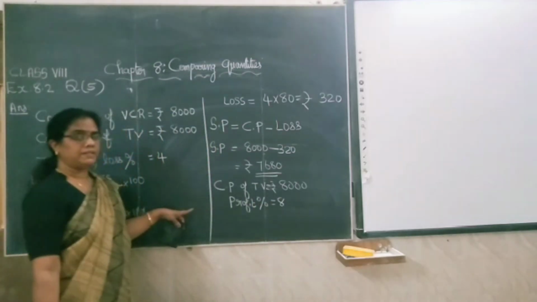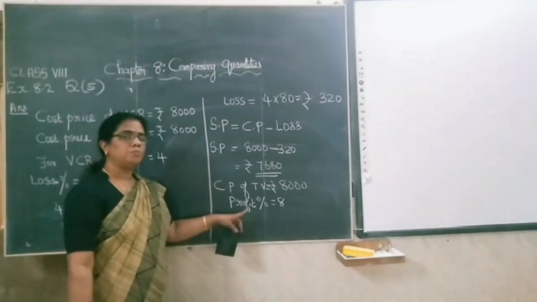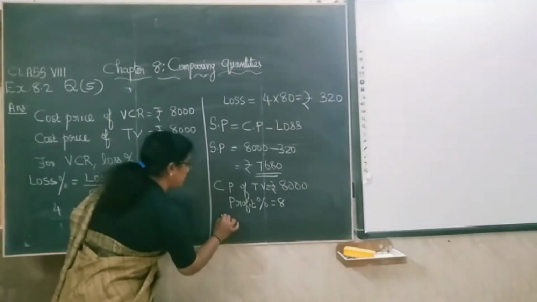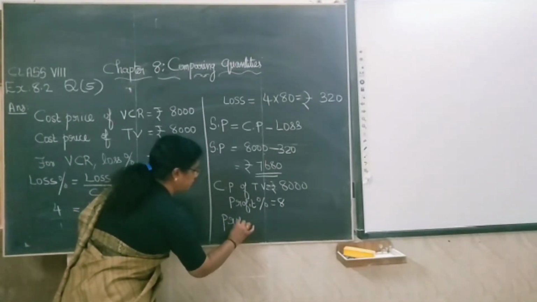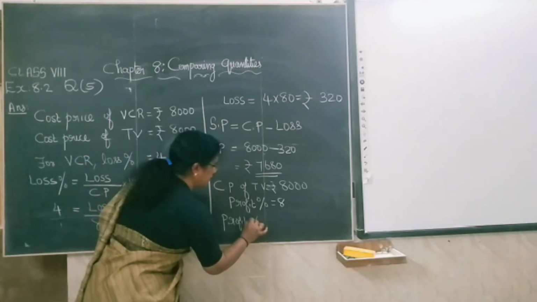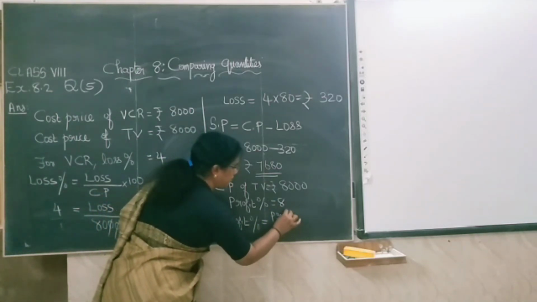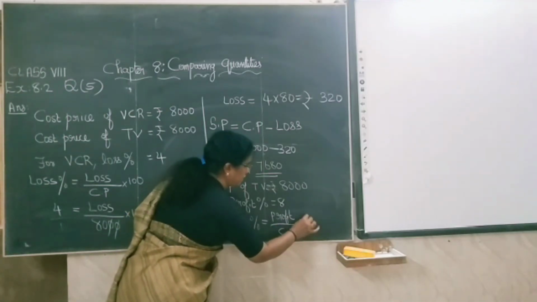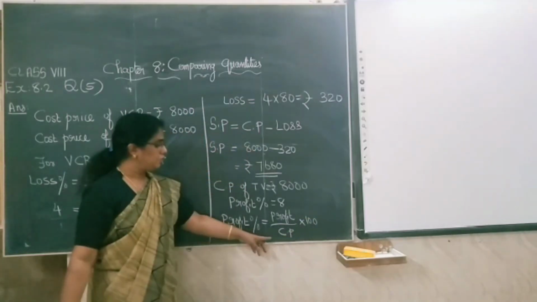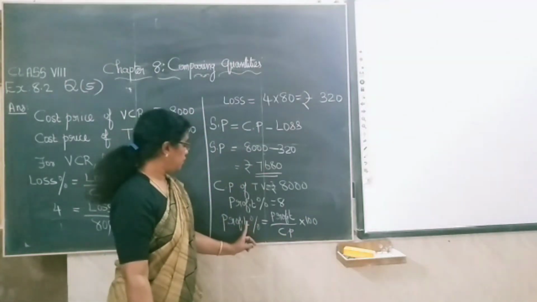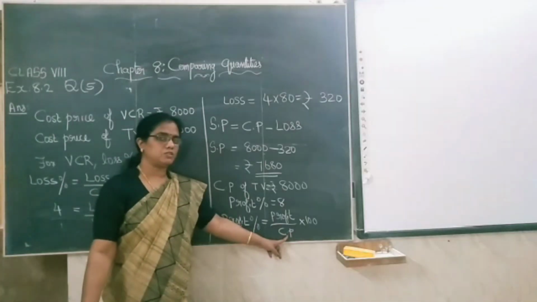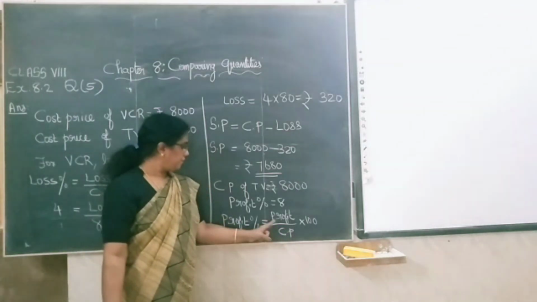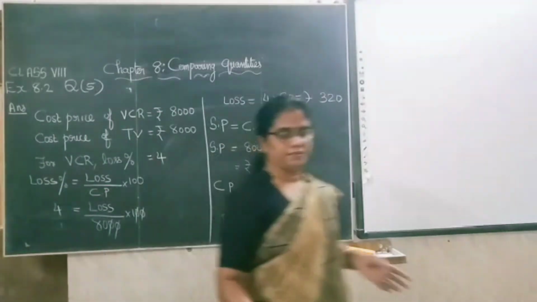Now here we can apply the equation profit percentage equal to profit by cost price multiplied by 100. So next we will write the equation, profit percentage is equal to profit by cost price multiplied by 100. In both the cases, denominator is cost price. When we are finding loss percentage, then also denominator is cost price, and when we are writing profit percentage, then also denominator is cost price. Now we can give the values and find the profit.